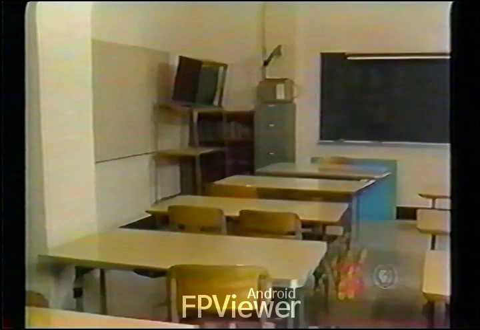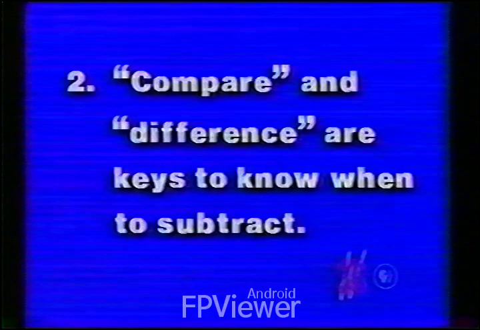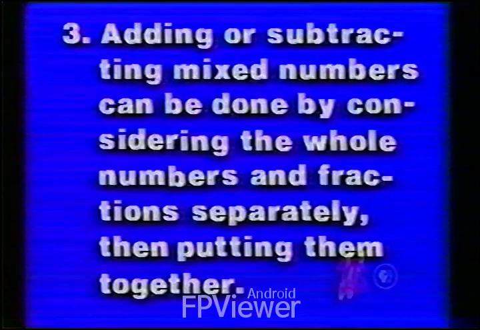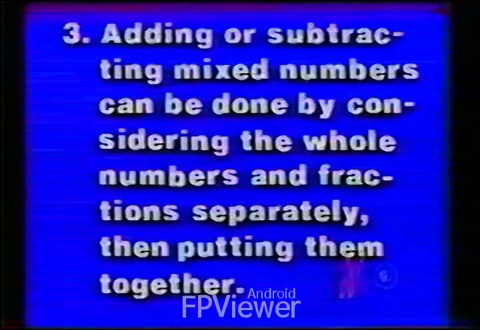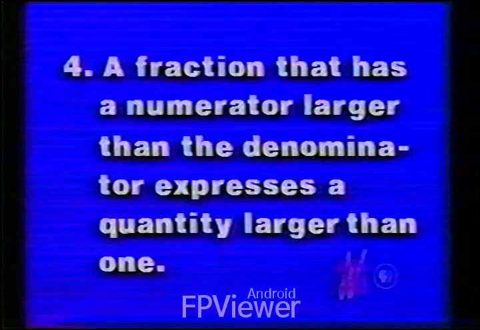Though Bill's method of jogging is a little crazy, you should be able to see the repetition of the addition and how it applies to what we have learned in the preceding scenes. A few of the key words in this scene were altogether, compare, and difference. Altogether is a key to know when to add. Compare and difference are keys to know when to subtract. Remember that in everyday life, there are no signs to tell you when to add or subtract. So the importance of key words is to help you understand the math behind these words. Another thing to remember is that when adding or subtracting mixed numbers, the whole numbers and fractions can be done by considering them separately, then putting them together. Also, a fraction that has a numerator larger than the denominator expresses a quantity larger than one.